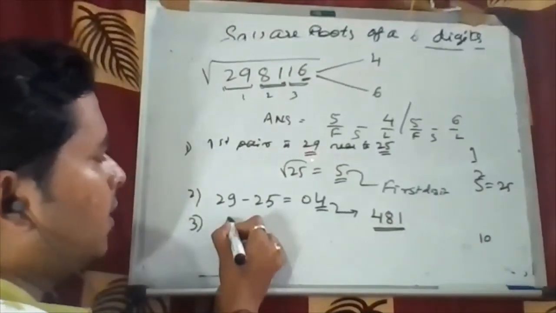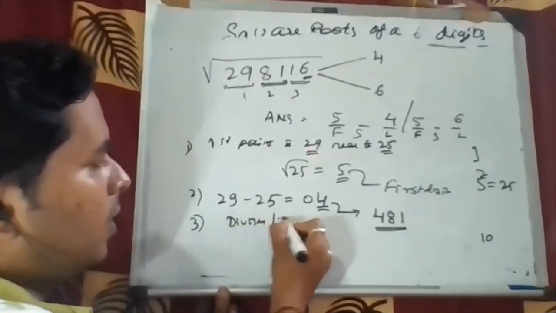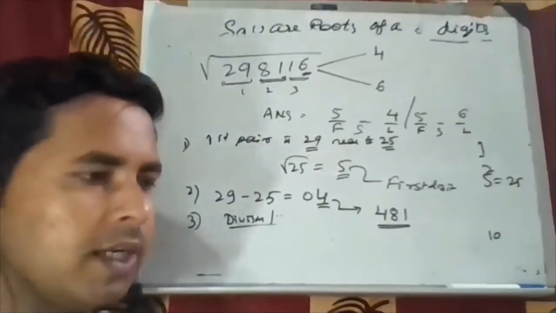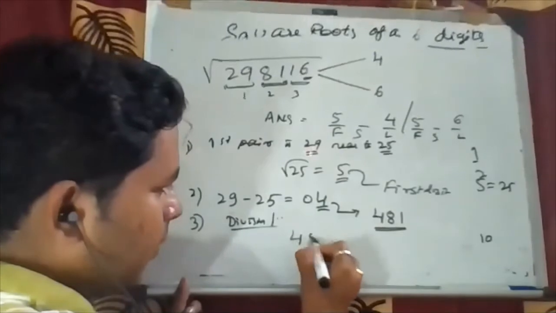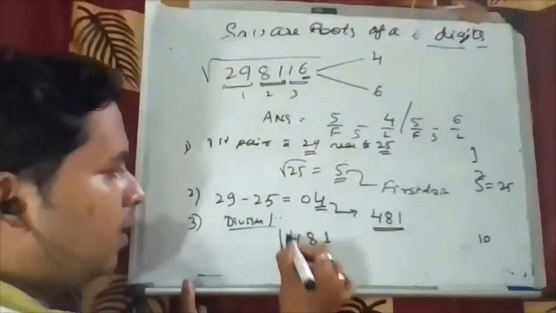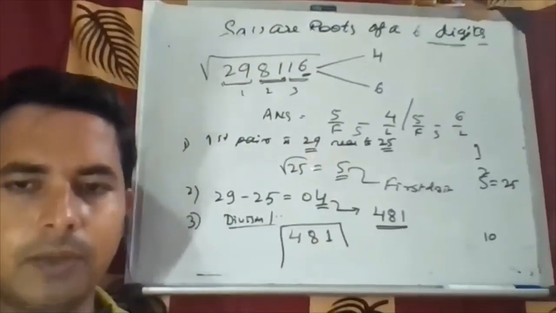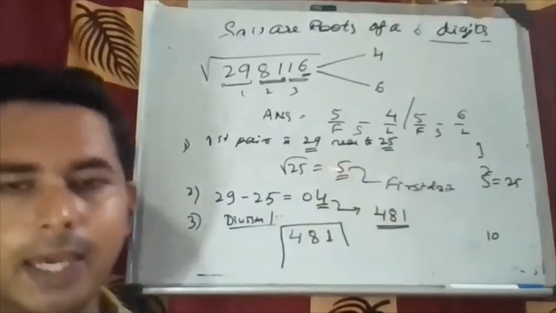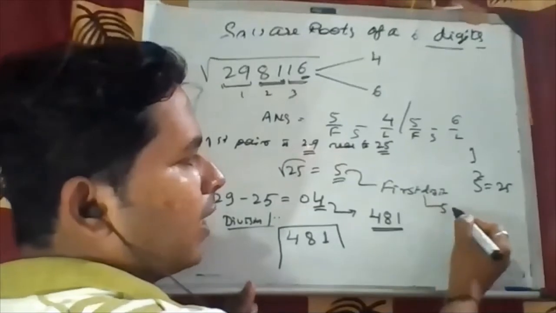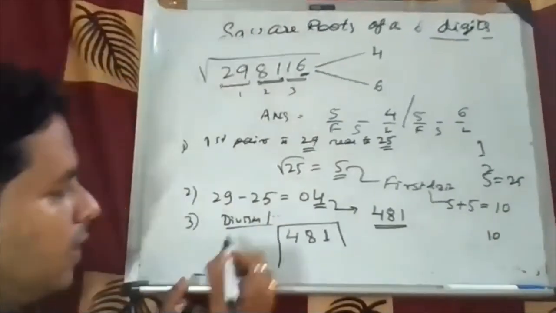Now what you have to do in the third step? You have to do a division type of method. Take 481 and check with what number it divides. Now I already have the first digit, that is 5. So make a double of that 5. If you make a double of that 5, it is 10. So consider 10 here.